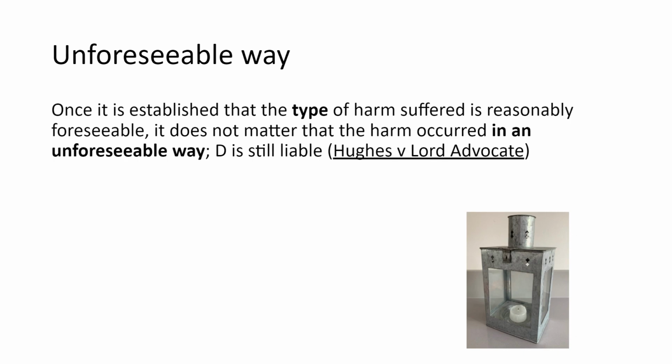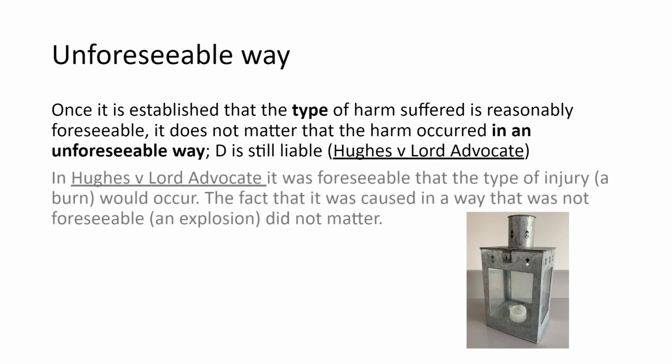Once it's established that the type of harm is reasonably foreseeable, it doesn't matter that the harm occurred in an unforeseeable way. The defendant will still be liable. And this is Hughes v Lord Advocate. In Hughes v Lord Advocate, it was foreseeable that the type of injury, a burn, would occur when leaving a gas lantern by a hole. The fact that it was caused in a way that was not foreseeable, an explosion, because there'd been a build-up of gases inside the hole, didn't matter. There would still be liability.